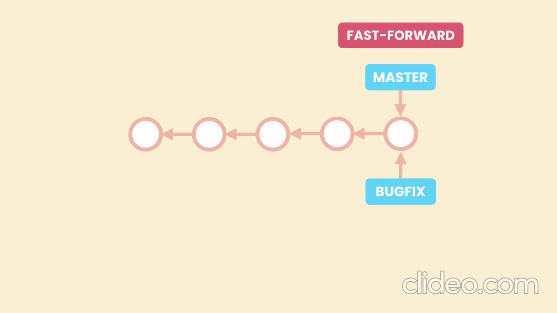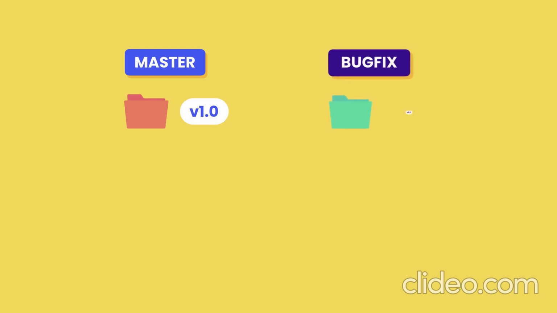This is what we call a fast-forward merge. Now, if you're confused about this, let me give you a simple example. So forget about Git for a second. Imagine we have a directory called master, and the code in this directory is at version 1.0. We take a copy of this directory and call it bugfix. At this point in time, the code in these directories are identical, right?